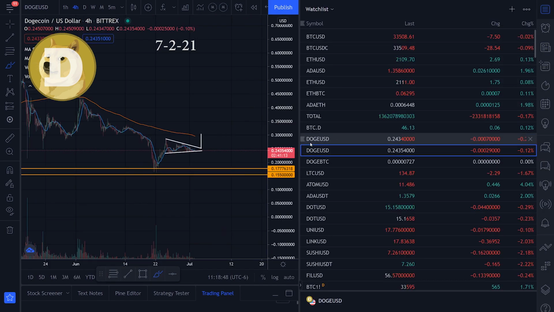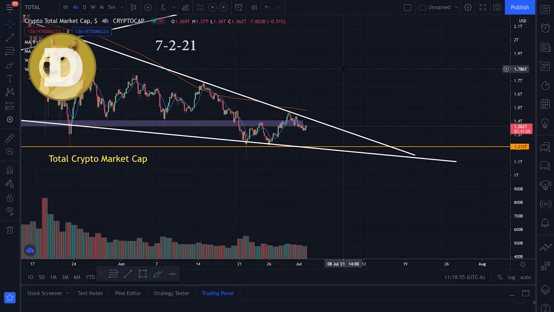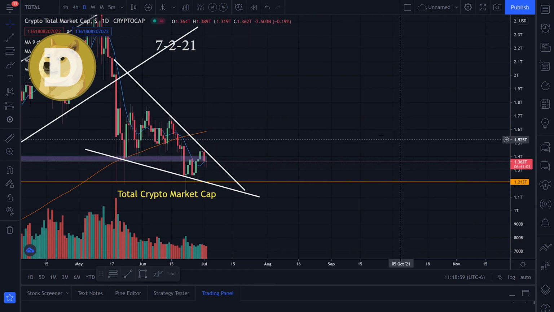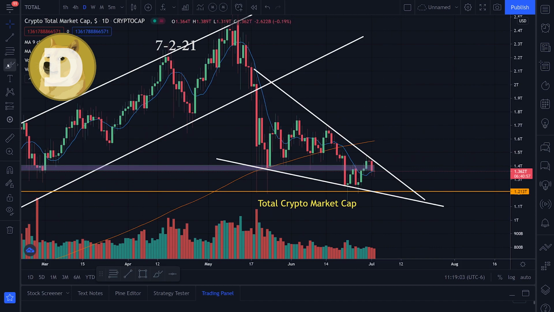Let's go check out the crypto total market cap. Alright, so on the total crypto market cap, we're on the 4-hour time frame still, and maybe we should switch to the daily time frame. So now we're on the daily, and like I've been talking about and watching pretty much lately, is this kind of falling channel, maybe triangle pattern. It looks kind of like a falling channel.